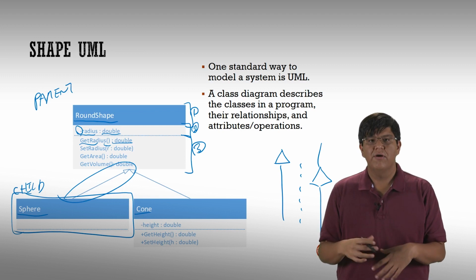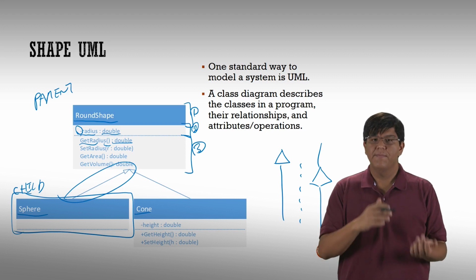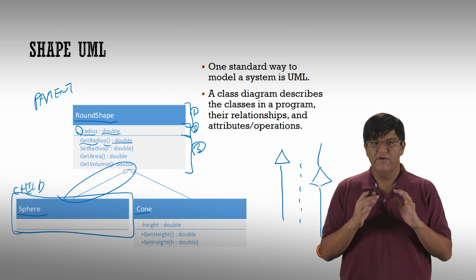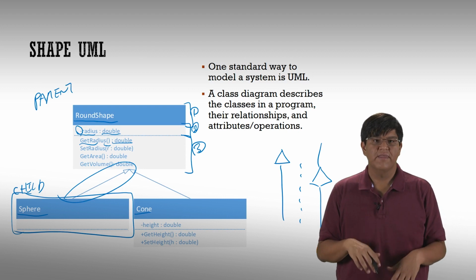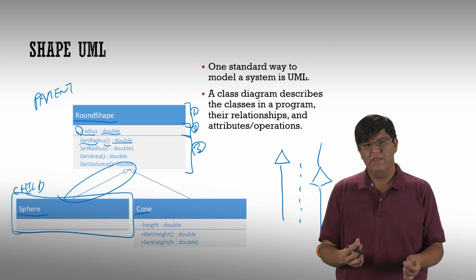Now, thinking about sphere and cone, the thing they had in common was radius. So here it made sense for us to put radius into the parent class. That way both the children inherit that and get access to it very easily. They don't have to write their own get or set radius, they just get it from the parent. So they're able to reuse that code, which is a very nice thing. It's going to save us time.